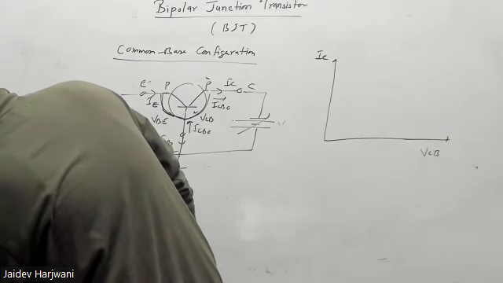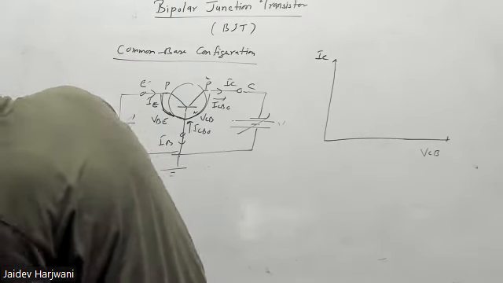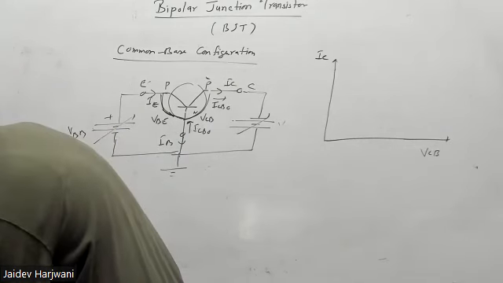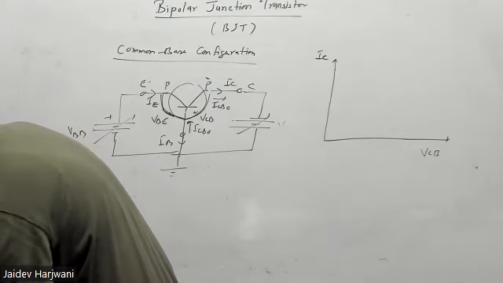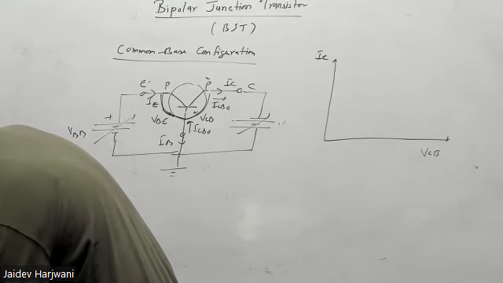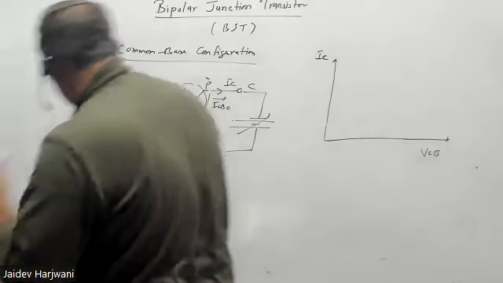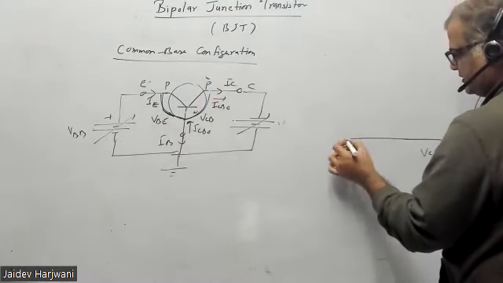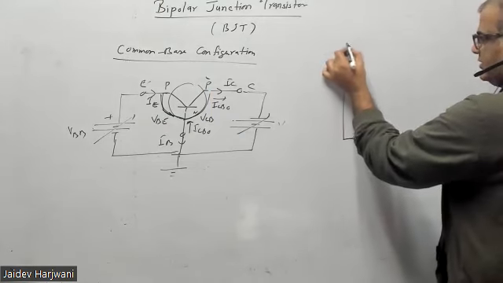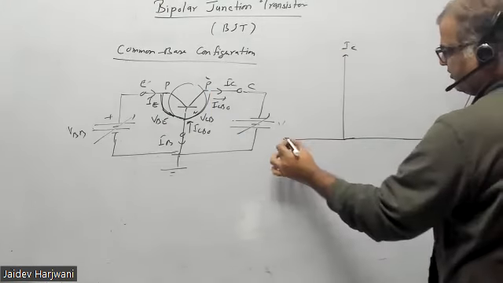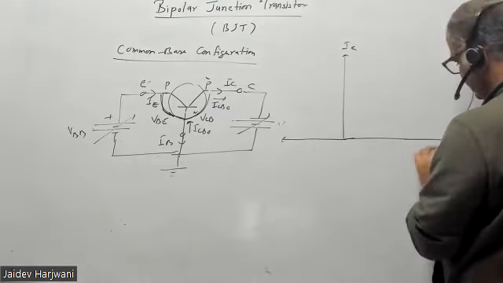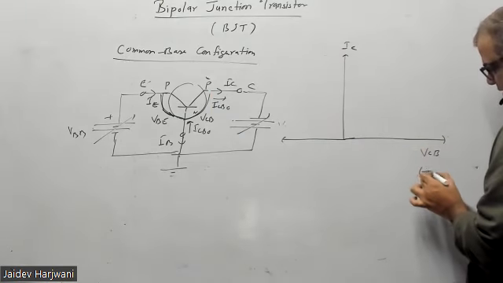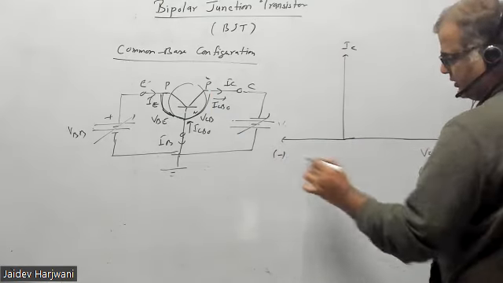Just give me 1 minute, I have left something here. Common base, okay. Now common base configuration. So I'm plotting this curve like this: IC, okay. This is a negative VCB, okay. This is a positive scale. This is a negative scale.